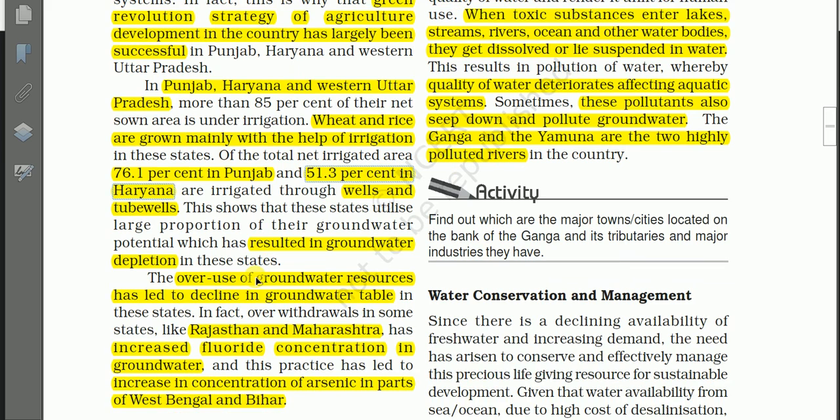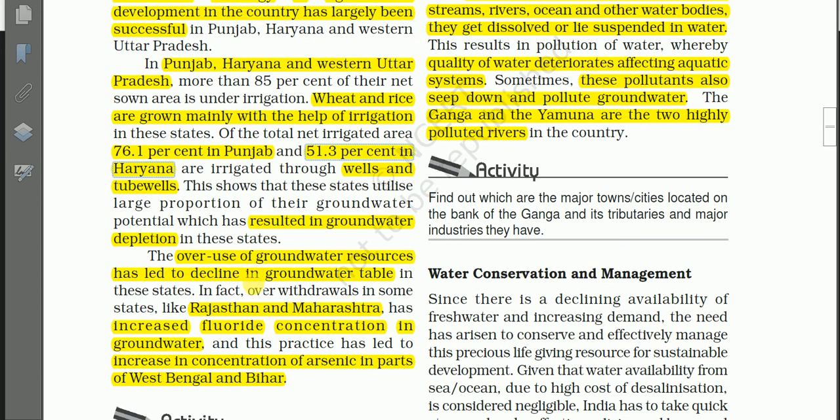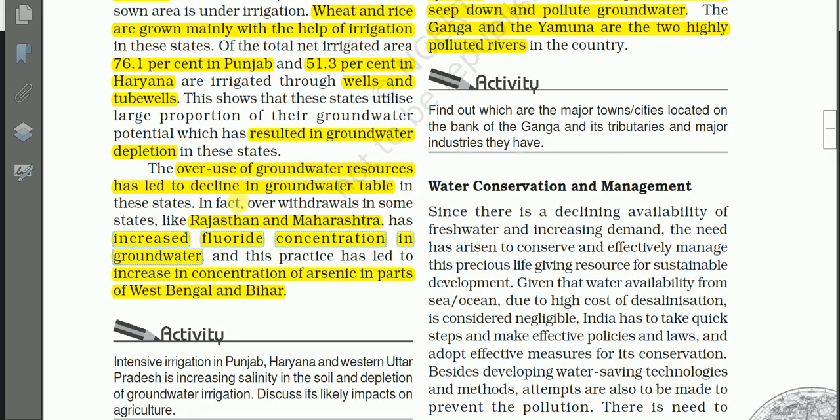Let us continue. We have known that if we overutilize the groundwater, then the groundwater will be depleted and there will be health hazards also. Just let us read. Overuse of groundwater resources has led to decline in groundwater table in these states, that is in the states of Punjab, Haryana and Western Uttar Pradesh. Overuse of groundwater resources. We have known that groundwater is withdrawn for irrigation purposes.